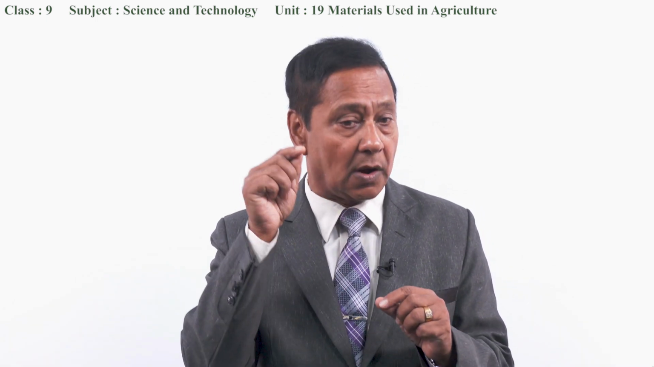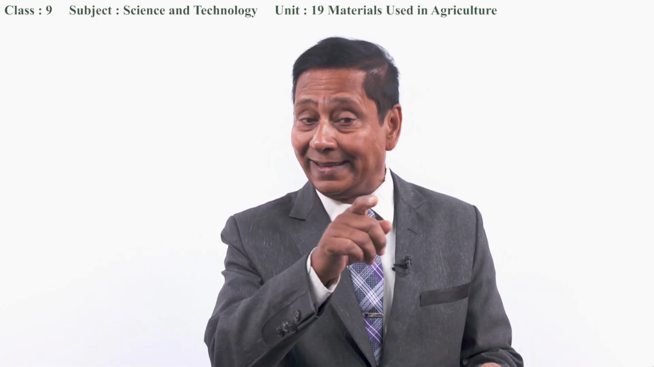Welcome to this class. Today I am going to start a new chapter, Materials Used in Agriculture, of class 9, and the subject is Science and Technology. It is taken in unit number 19. And today we are going to focus on necessary nutrients for plants and fertilizer.